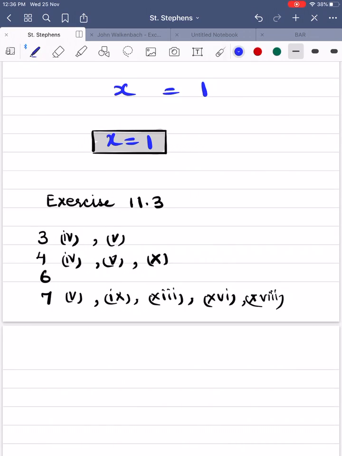Now for worksheet questions, do exercise 11.3, question 3, 4th and 5th part, question 4, 4th, 5th, 10th part, question 6, and question number 7, 5th, 9th, 13th, 16th and 18th part.